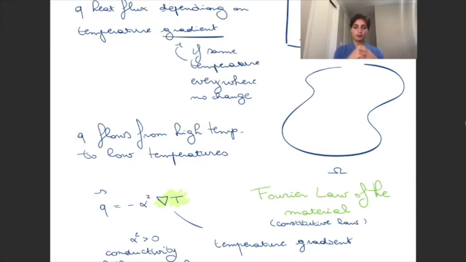That means you looked at the material and you determined that that specific material satisfies this law. It's a law that is built up on experiments. There might be materials that do not satisfy the Fourier law. They might have more complicated heat distribution properties.